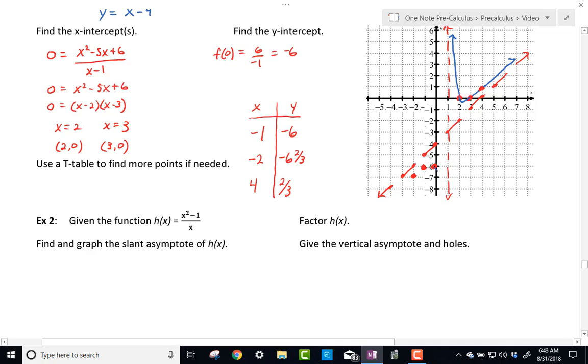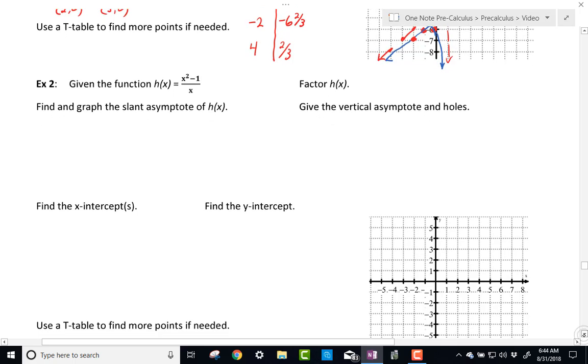My graph is going to curve down towards the vertical asymptote. It's going to curve out towards the slanted asymptote. And I've got to have some sort of a curve between those points up there. It cannot go flat across. And there's your graph. That's a slanted asymptote graph. That wasn't too bad, was it? That was actually pretty easy, huh?